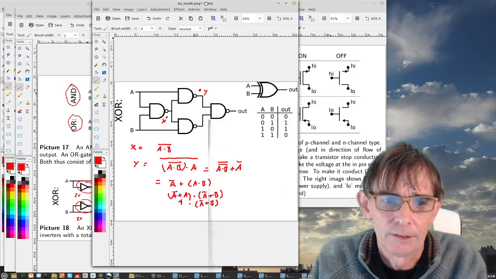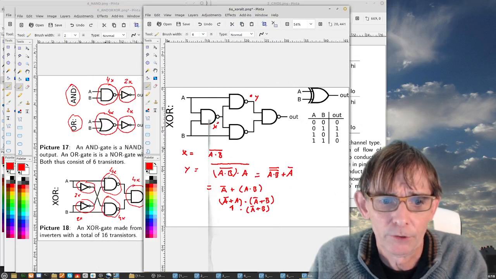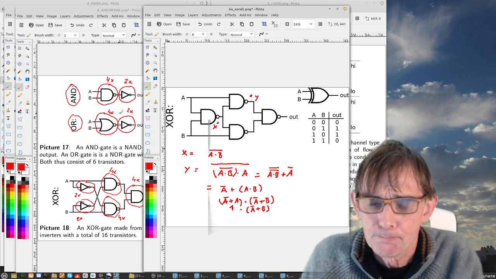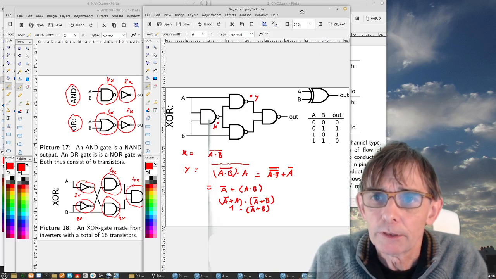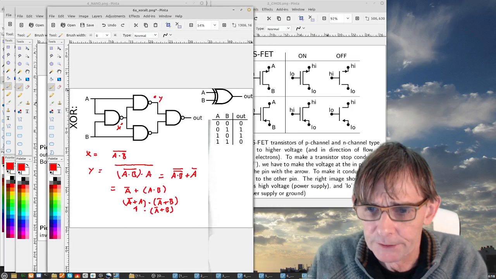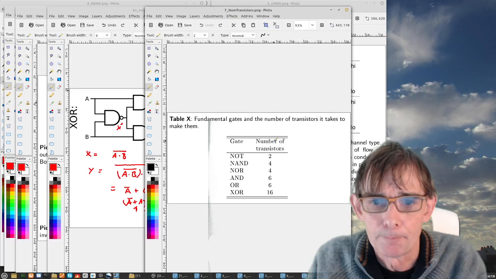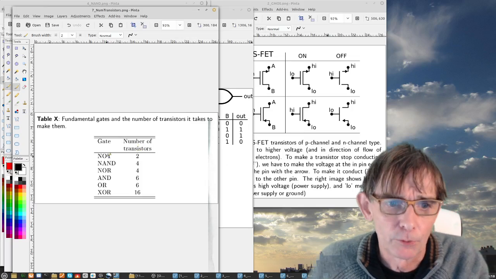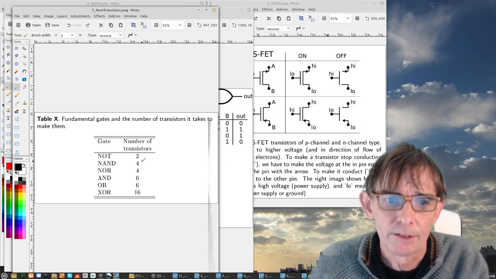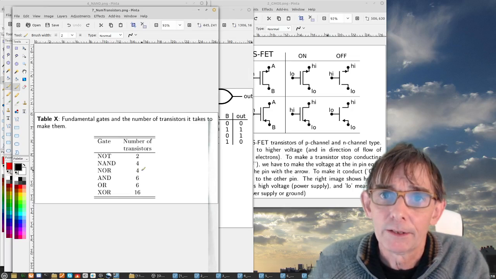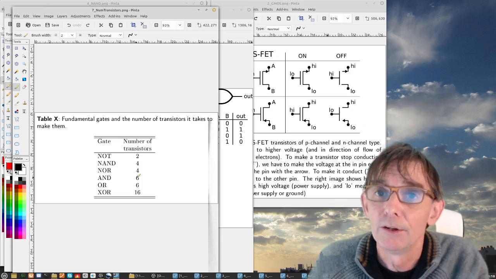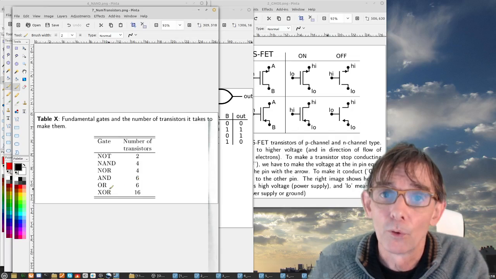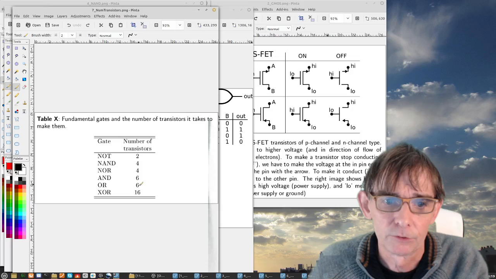And that is exactly the same thing as what we have here, not A or B. So that basically summarizes it. I want to finish with this table to show you that the number of transistors needed for a NOT gate is 2, for a NAND gate is 4, for a NOR gate is also 4, an AND gate is a NAND gate plus a NOT, so that's 6. An OR gate is a NOR gate plus a NOT, and that's also 6.